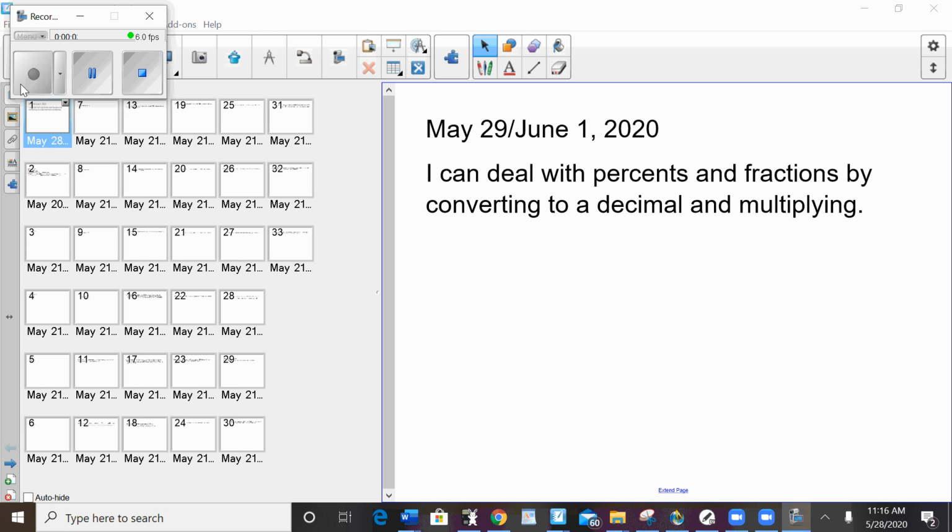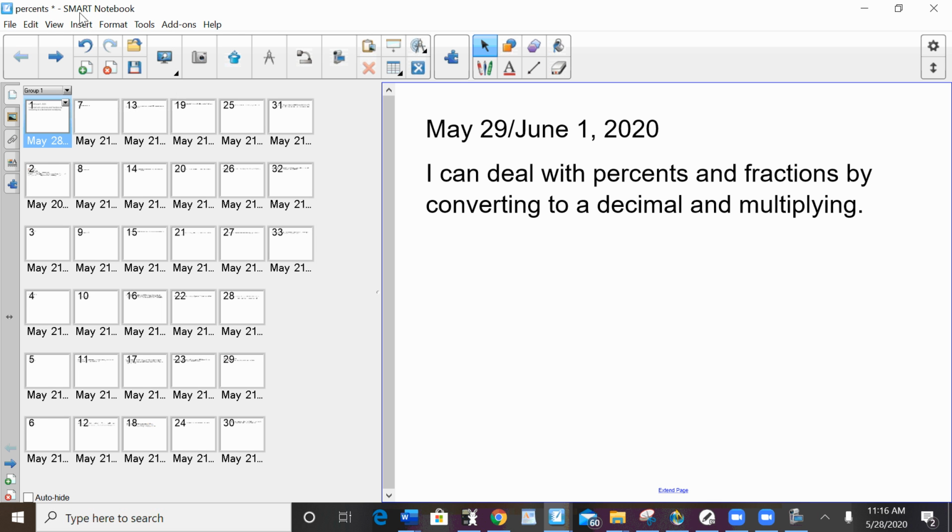Morning. It is May 29th, Friday, and today we can deal with percents and fractions by converting to a decimal and multiplying. I just want to clarify in this aim here, for percents, we're converting to a decimal. For fractions, we're just multiplying.